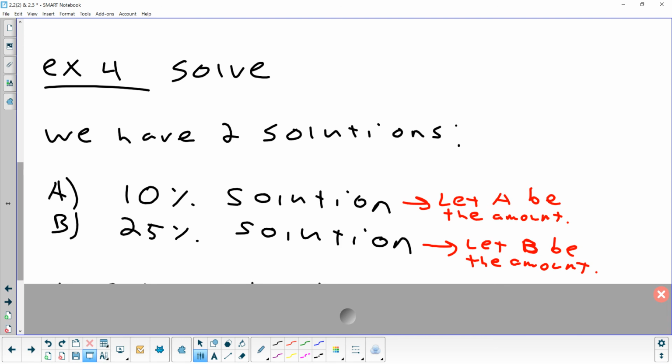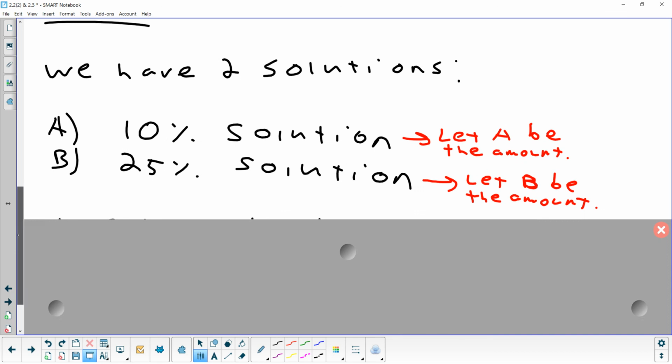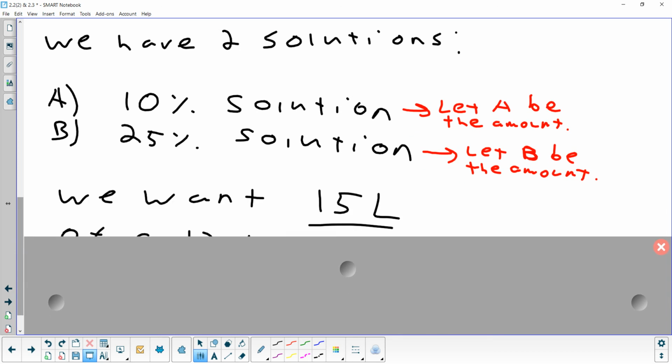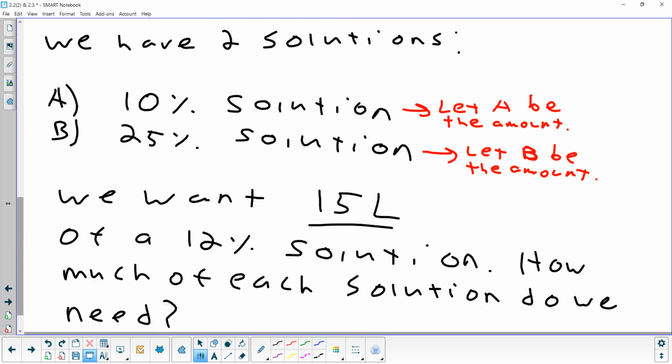I mean, you could do X and Y, but they already labeled them A and B, so let A be the amount of the 10, and let B be the amount of the 25. When we're done, we want to have a total of 15 liters, and we want it to be a 12% solution. So, just based on what they've given you, without doing any math yet, which solution do you need more of? Solution A or solution B?